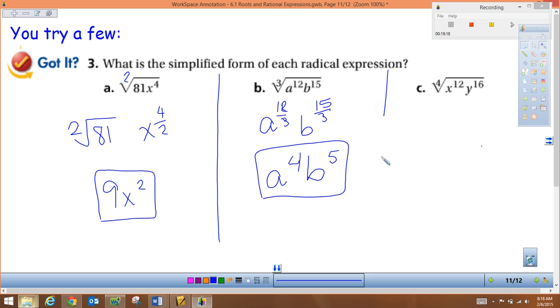And last one, letter C. I'm going to do this without writing down fractions. If you would like to, you certainly can. X to the 12 divided by 4 is x to the 3rd, and y to the 16 divided by 4 is y to the 4th power. Your final answers.